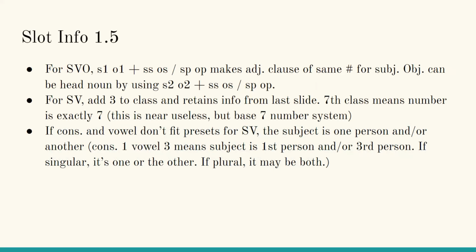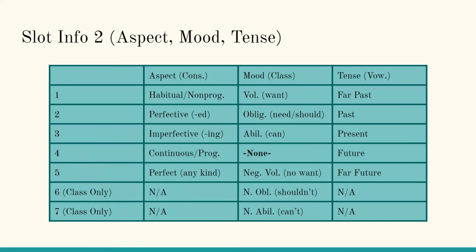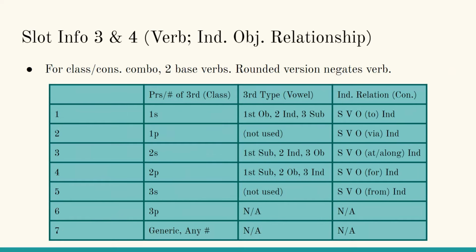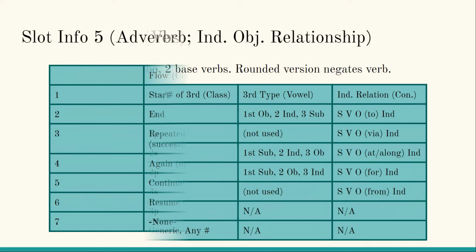The next clause describes the demonstrative. Persons are first, second, third, and generic. Here are the aspects, moods, and tenses. In verbs, the first two vowels represent the different verbs, and the fourth and fifth vowels negate their unrounded counterparts. Relationships involving an indirect object can take a few forms: subject, verb, object, from, to, at, alongside, via, for, indirect object.